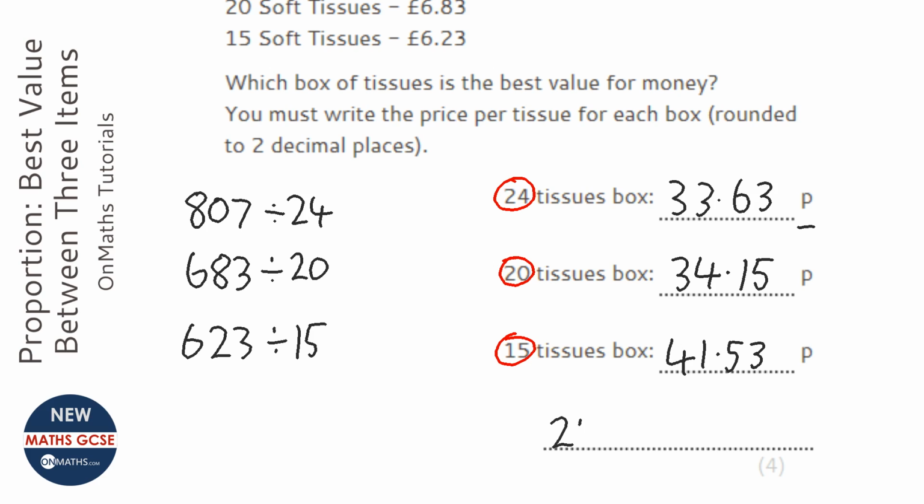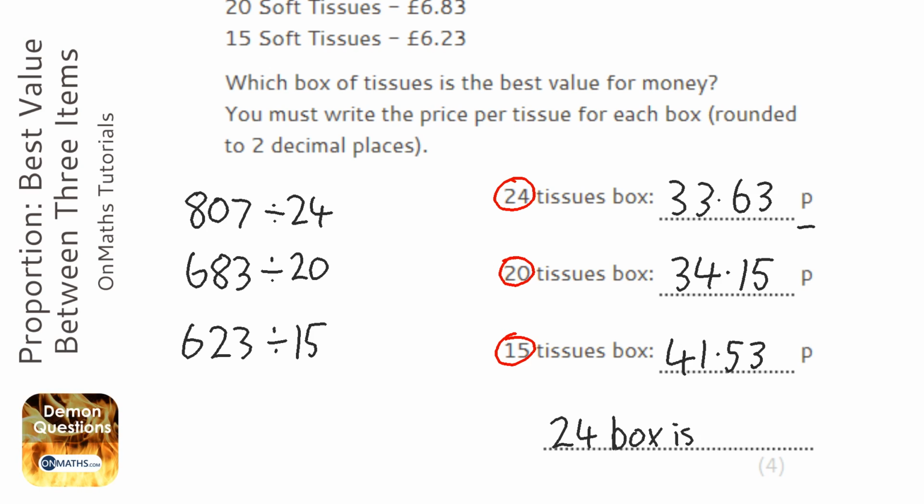So the 24 tissue box, or the 24 box, is the cheapest, or is the best value. And in your answer in the exam, you just explain that it's the cheapest price per tissue.